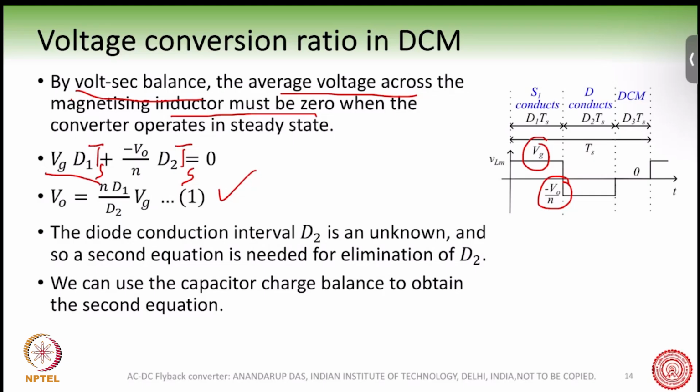Now, although we know the time for which the switch D1 has been turned on, because it is under our control, the diode is an uncontrolled device, and so the diode conduction interval D2 is unknown. So we need a second equation to get rid of this D2 here. And this we can do by looking at the capacitor charge balance.